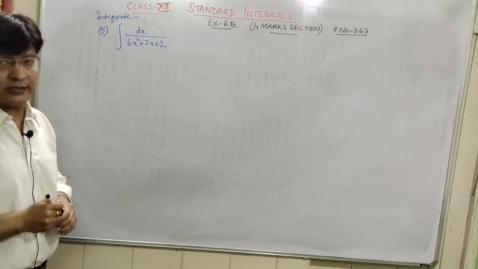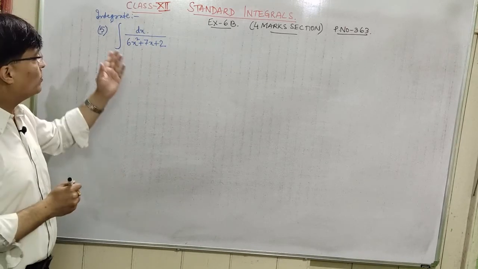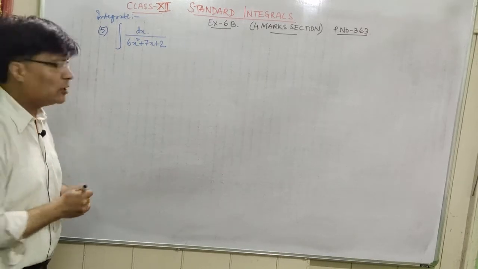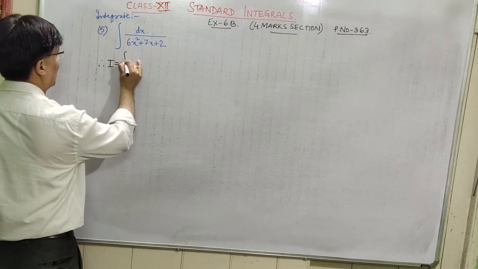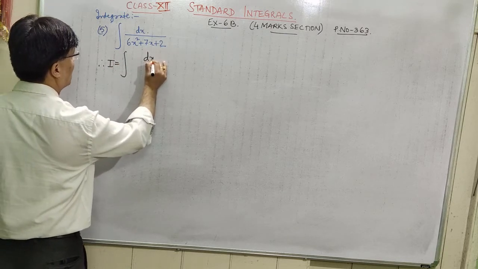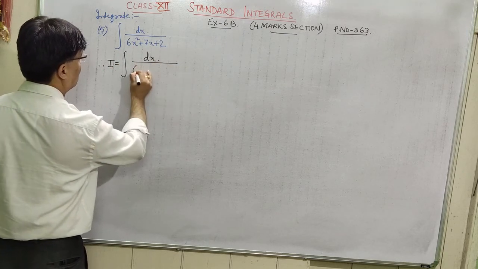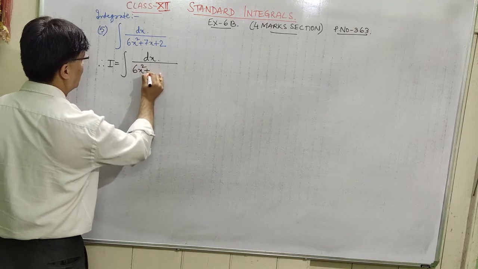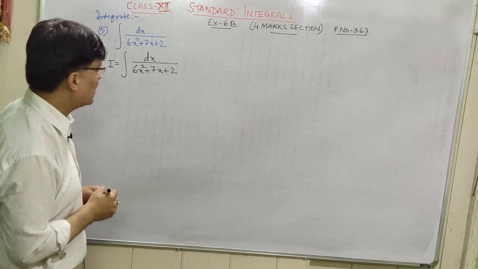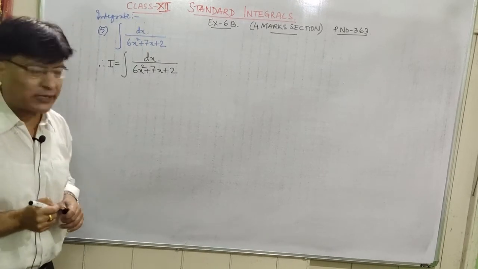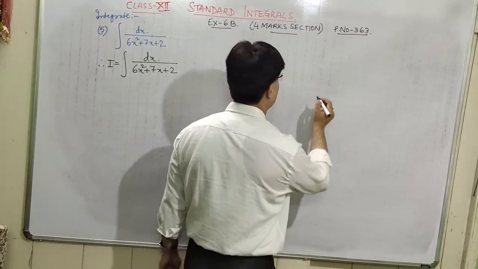So you have to factorize it. Okay, you may convert it into a standard integral also. So let us factorize it, because it can be factorized. So I is equal to the integral of dx divided by 6x square plus 7x plus 2. It can be factorized by middle term breaking. So let us factorize it.